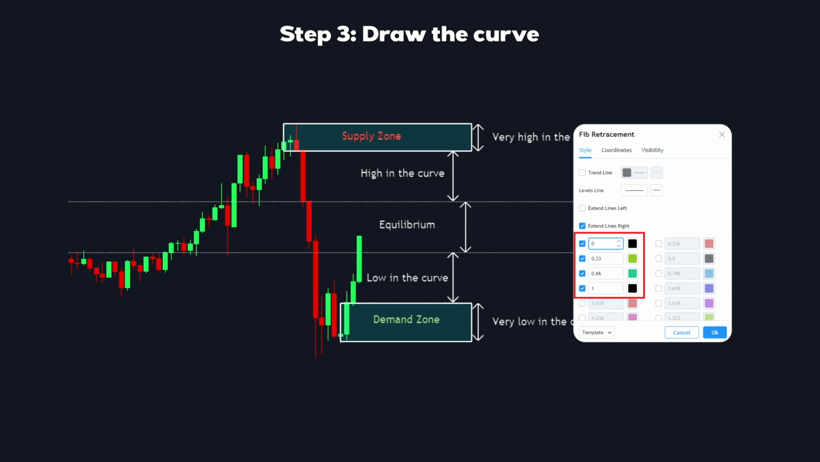To use the Fibonacci tool, you have to modify the settings to get exactly 3 equal areas on your chart. Change the Fibonacci levels to the following: 0%, 33%, 66%, and 100%.